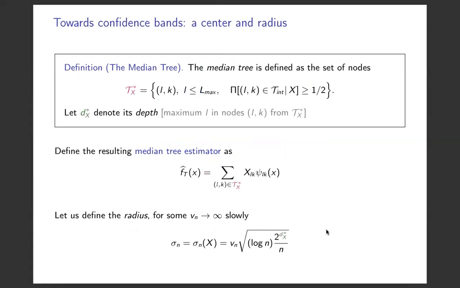Now I'll discuss briefly confidence bands. I'll describe one construction for which we can get frequentist coverage. To do so, we need a center for the confidence band and a radius. For the center, you could take in principle any aspect of the posterior, like the posterior mean, but here we chose to take what we call the median tree. What is a median tree? It's a set of nodes, the set of pairs (l,k) such that the posterior probability of inclusion of the node (l,k) is at least 1/2.